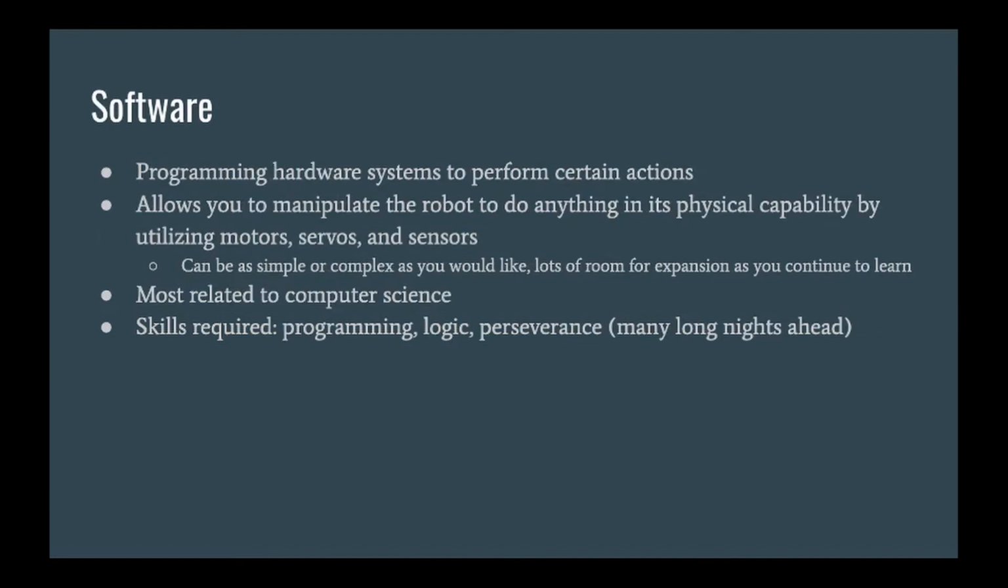Now we go into software. So software is most related to computer science. It's programming your hardware systems to do the actions that you need it to do. And so that's utilizing a lot of the motors, the servos, the control systems that you have on your robot to tell the robot what to do.